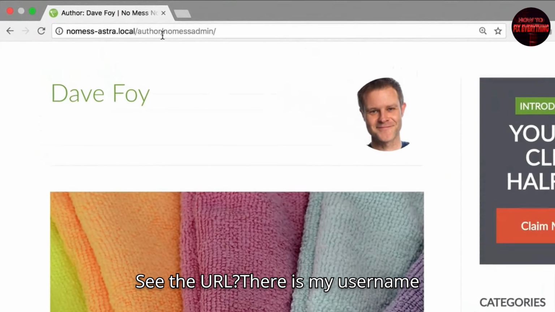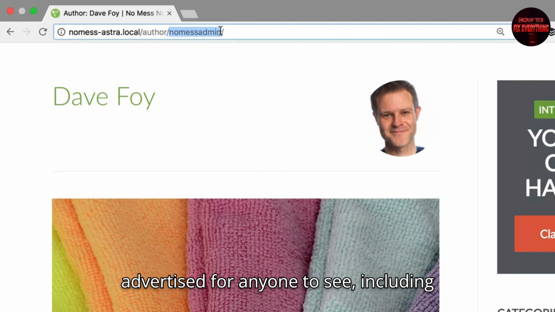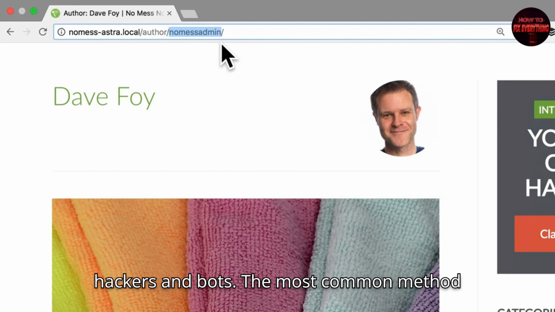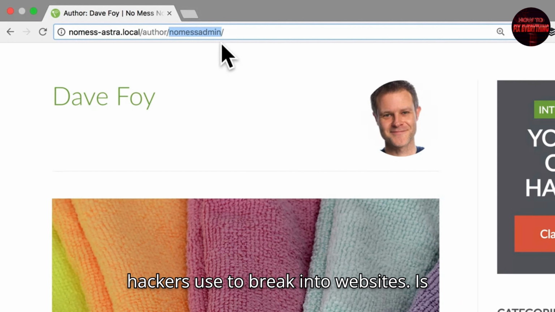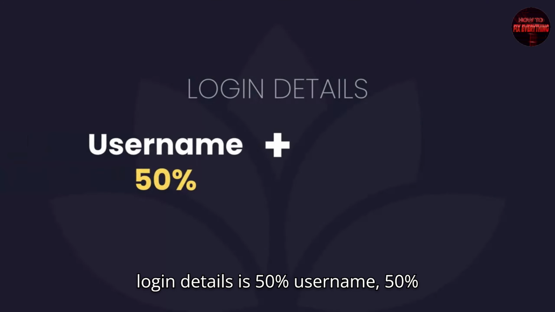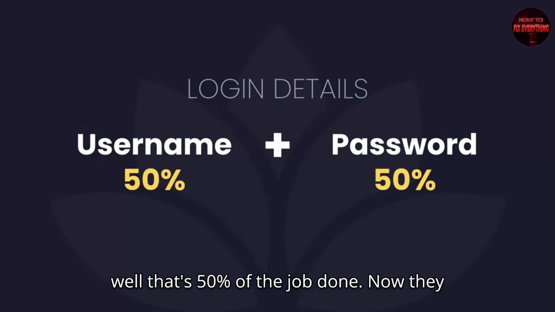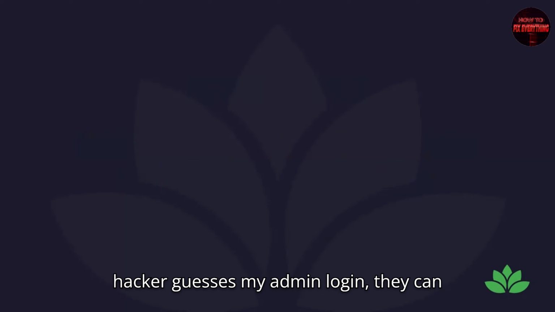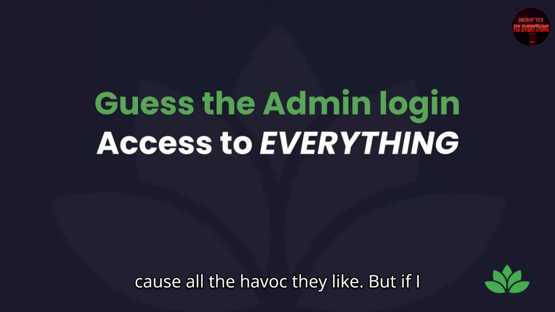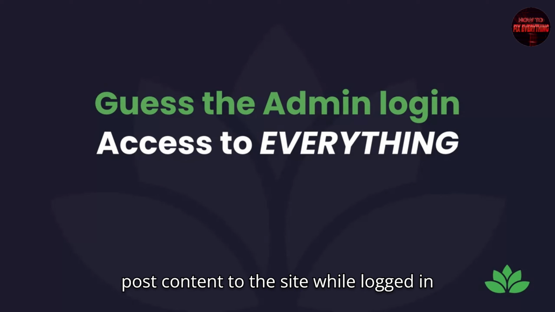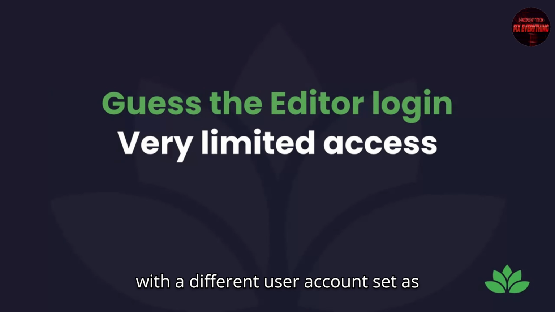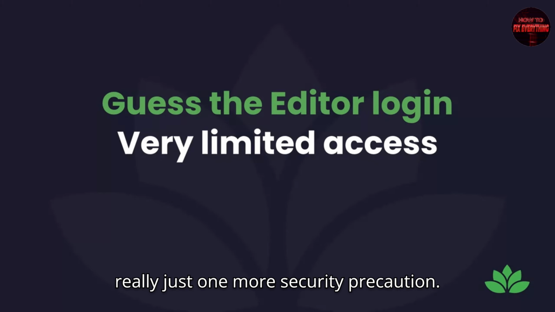See the URL? There is my username, advertised for anyone to see, including hackers and bots. The most common method hackers use to break into websites is using a program to guess the login details. Think about it. Guessing any login details is 50% username, 50% password. And if they know my username, well, that's 50% of the job done. Now they just need to guess the password. And if a hacker guesses my admin login, they can cause all the havoc they like. But if I post content to the site while logged in with a different user account set as editor, well, even if they guess my login, they will only have editor access, not full admin access. It's really just one more security precaution.